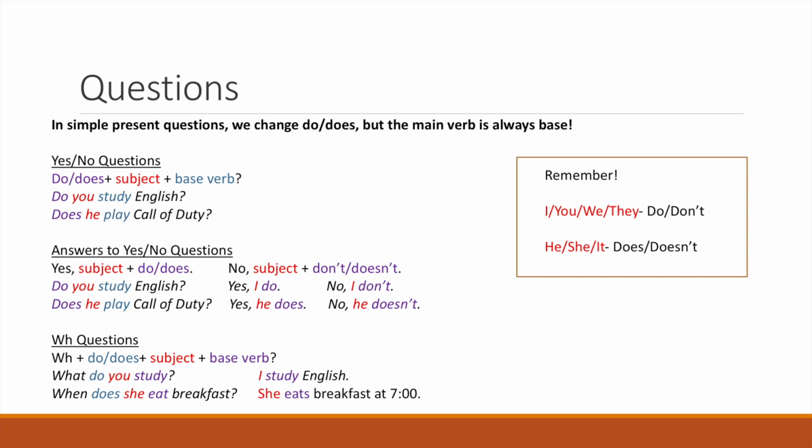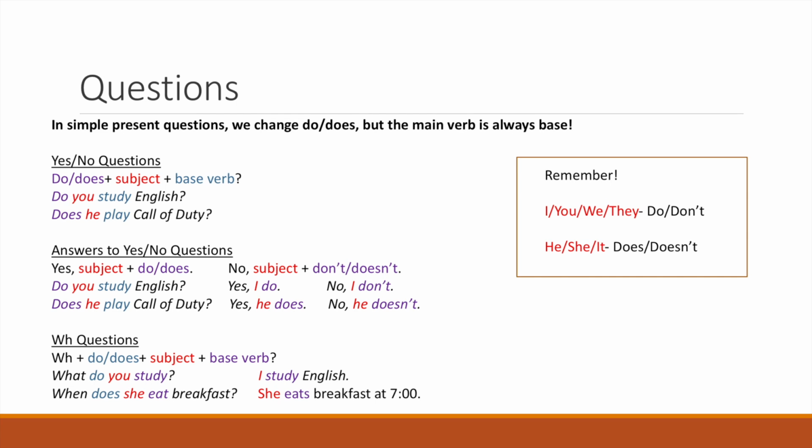Answering yes or no questions, start with yes or no, then the subject, then do or does. For example, do you study English? Yes, I do. If you'd like to say no, you must form the negative, no, I don't. Does he play Call of Duty? Yes, he does. Or, no, he doesn't. Again, do and does will be determined by the subject of the question and the answer.